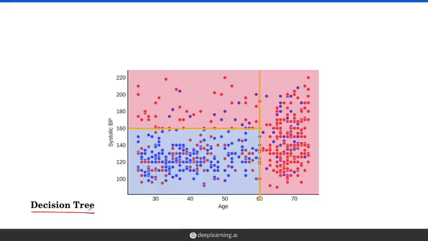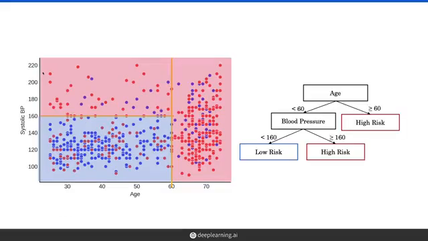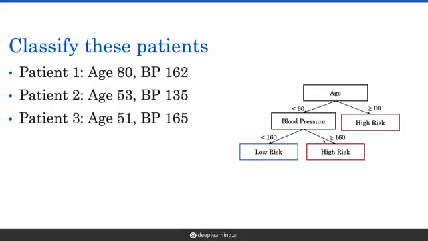Decision trees divide the input space into regions of high risk and low risk using vertical and horizontal boundaries. The decision tree classifier can be viewed as partitioning the input feature space into regions. We can also represent this classifier as a tree with an if-then structure. A decision tree is asking a series of questions and classifies a patient based on the answer to each of those questions. Let's see this with an example.